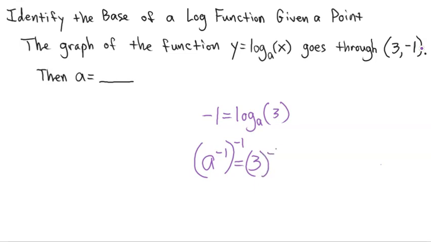I've got to do the same thing over here. I'm going to have to raise 3 to negative 1, because whatever I do to one side, I have to do the same thing to the other side. So a to the negative 1 to the negative 1 is just a, and that's equal to 3 to the negative 1 power. Well, what is 3 to the negative 1 power?